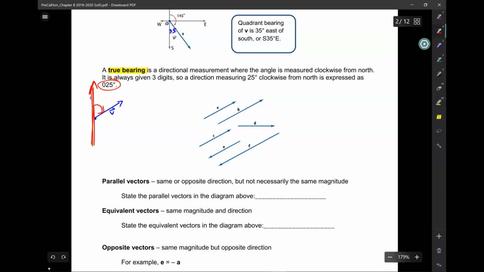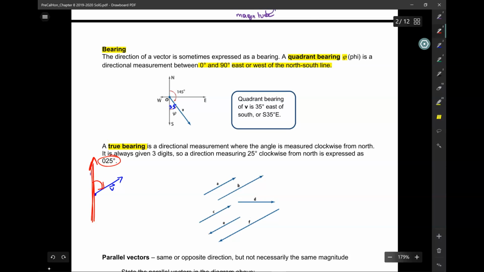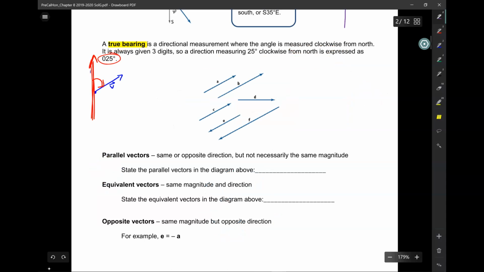It'd be 045. For the first bearing, just say south. If it's 45 degrees, you still have to specify a direction, right? If that was the angle and this was 45, you would say north 45 east. 45 degrees east of north. Okay.